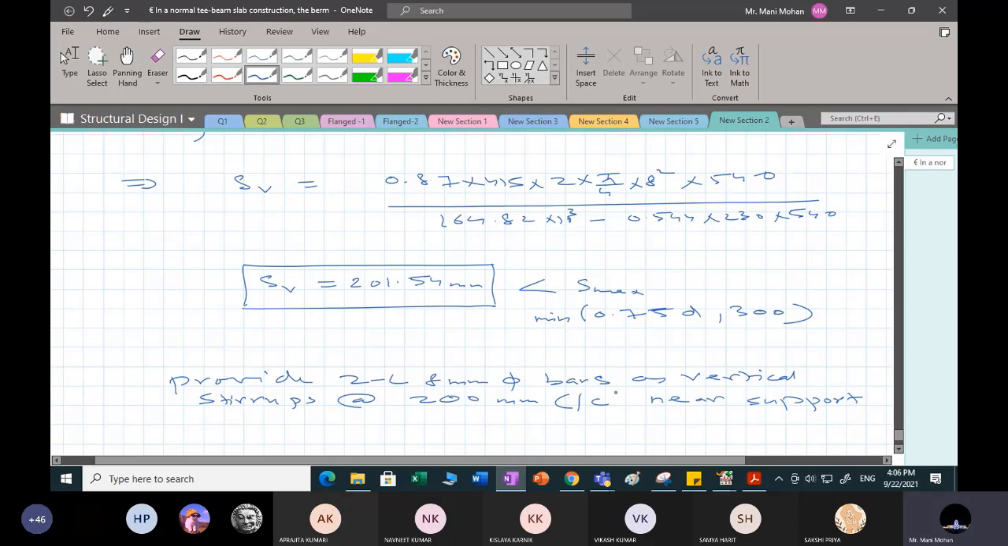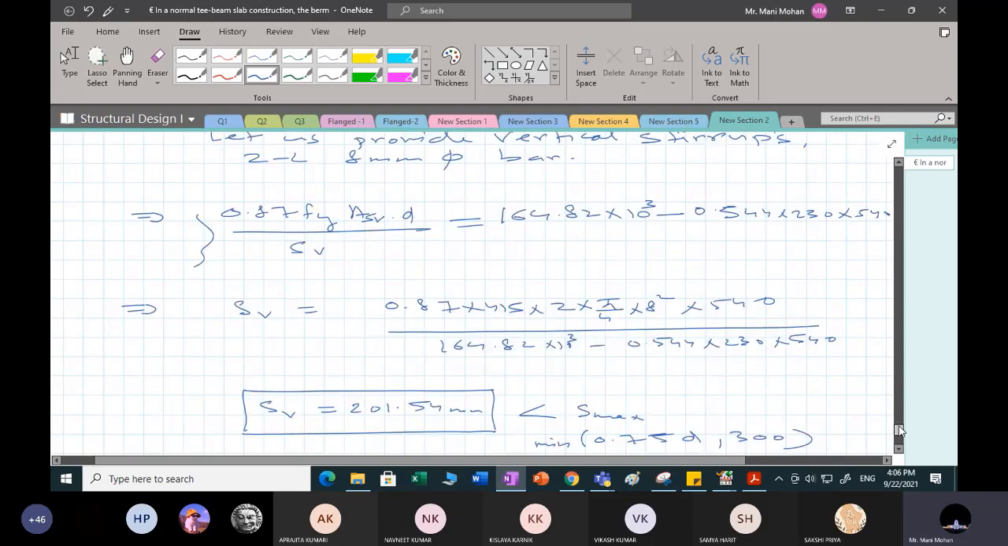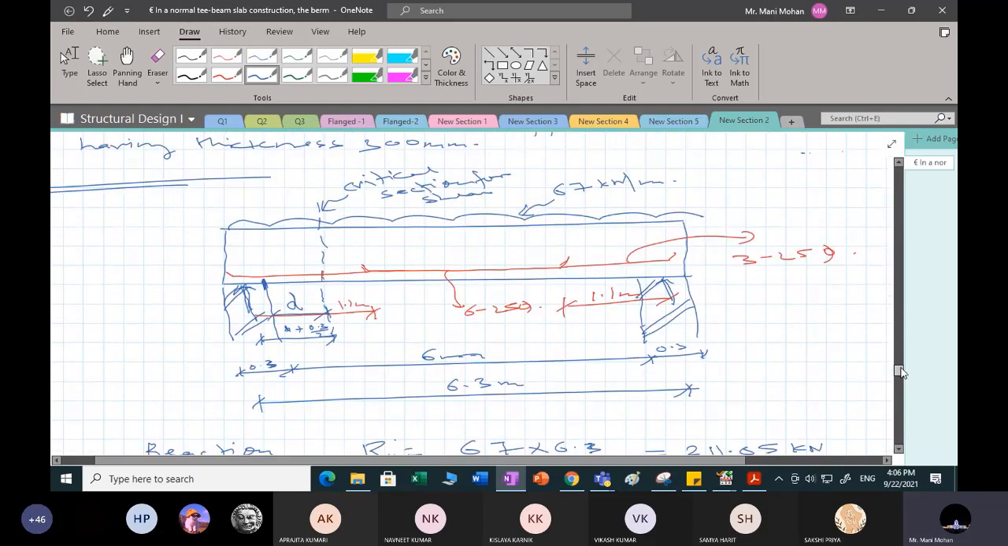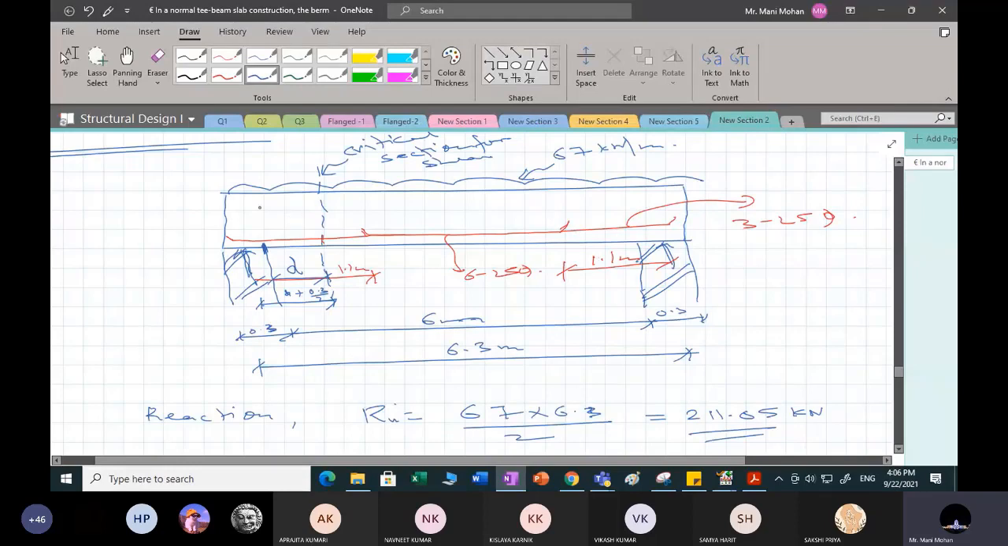Okay, so near support, I'll be providing this two-legged 8 mm dia bar as vertical stirrups. Now, since I said I'll be doing economical designs, one way of avoiding the calculation is you can provide the same two-legged 8 mm dia bar at 200 millimeter center to center throughout the span of the beam. So this can be done. So here you'll be having the hanger bar. So here you'll be having this hanger bar.